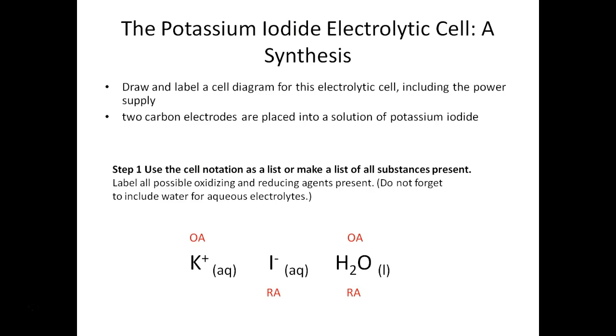Now, in this case, it was relatively easy. We didn't have to use our chart because we know that metal ions from group 1 can only be oxidizing agents.